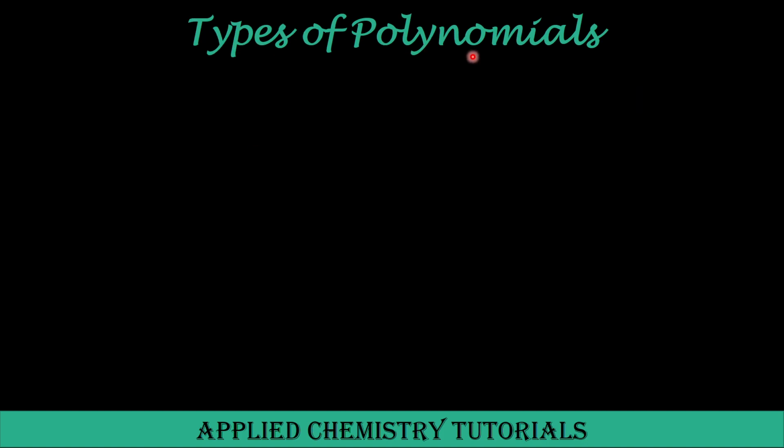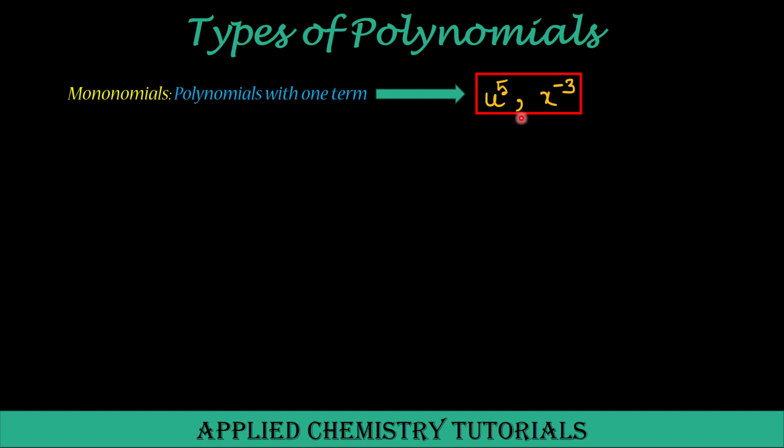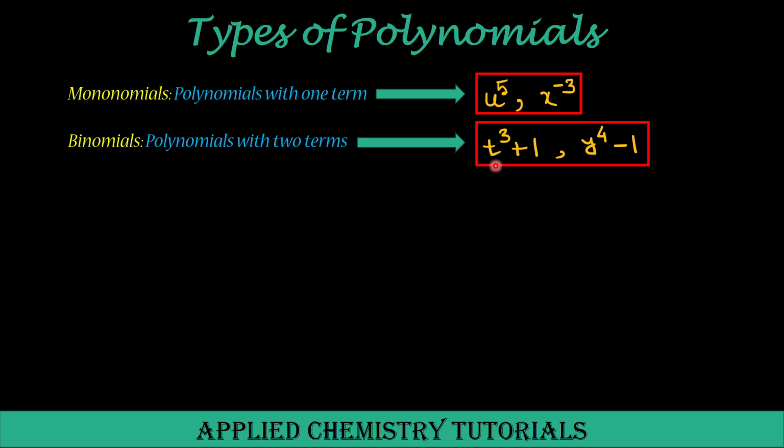Now, types of polynomials. Polynomials can be classified in many ways. Let's talk about the polynomials classified by the number of terms present in them. Monomials are polynomials with one term, such as u to the power 5, x to the power minus 3, etc. Binomials are polynomials with two terms, and examples are t cube plus 1, y to the power 4 minus 1, etc.